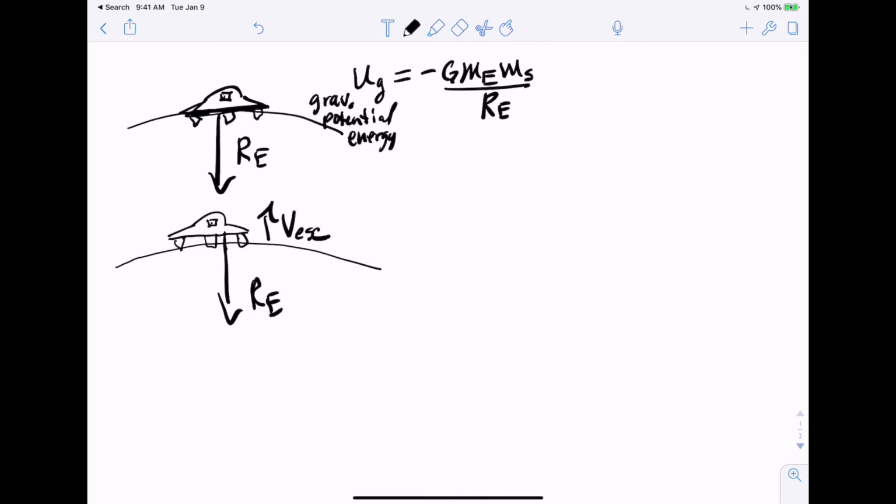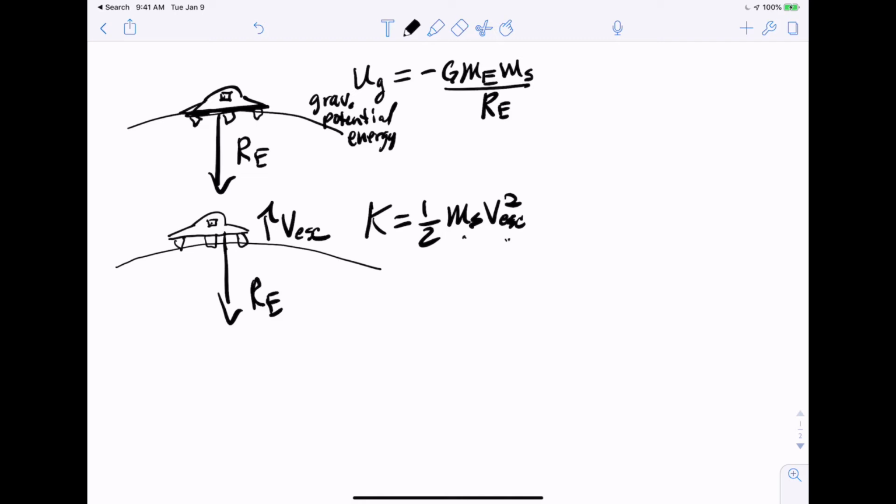What I'm trying to do is get going fast enough that I want to cancel out all of this U_G. By the way, this is called kinetic energy, or kinetic energy is also known as energy of motion, and that equation is 1/2 m spaceship v escape squared. So that says the mass of the thing that's moving times the speed that it's moving squared multiplied by half. That's the energy of motion. The energy of gravity just existing up here is negative big G M_E M_S over R_E.